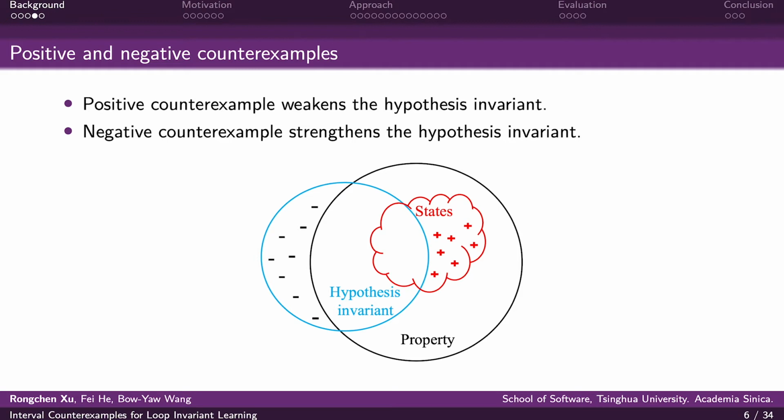There are two types of program state counterexample when the learner modifies the invariant hypothesis. One is the reachable program state but not included in our invariant hypothesis. We call them positive counterexamples. The other is the program state in the current invariant hypothesis but may cause the failure of the property checking. We call them negative counterexamples. The goal of invariant modification is to incorporate all positive counterexamples into the loop invariant hypothesis and to remove all negative counterexamples from the hypothesis.